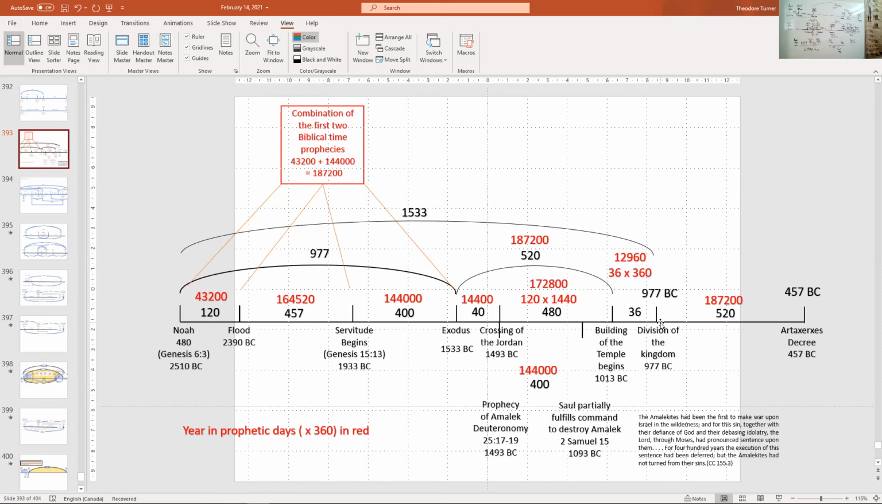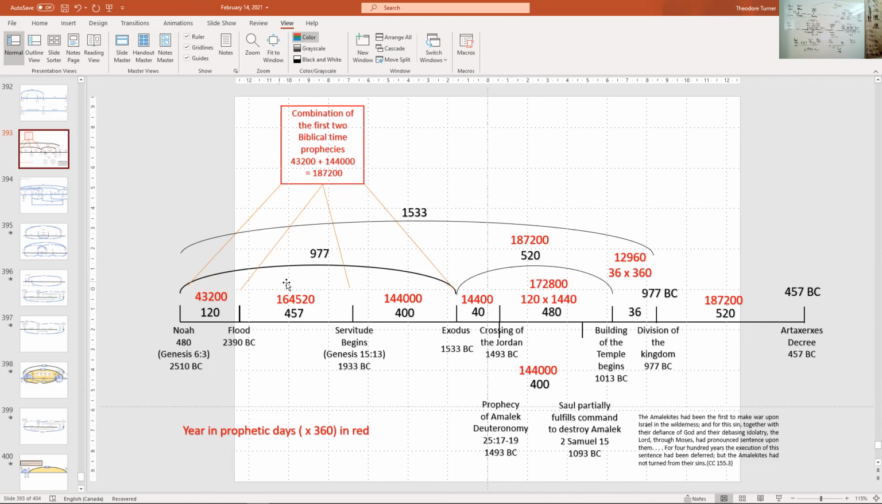Now, 1,533 BC is the Exodus, but there's 1,533 years from the prophecy of Noah to the division of the kingdom. Now, the division of the kingdom also happens after a period of 120 years. So you could actually put 120 years in here from Saul's anointing to the death of Solomon. So again, you would have that same symbol at the beginning of the end. But the interesting thing about it is that we also have periods of 520 years here. So from the Exodus to the building of the temple is 520 years, and 520 years is 187,200 days prophetically. So you keep seeing these numbers showing up, 144,000.